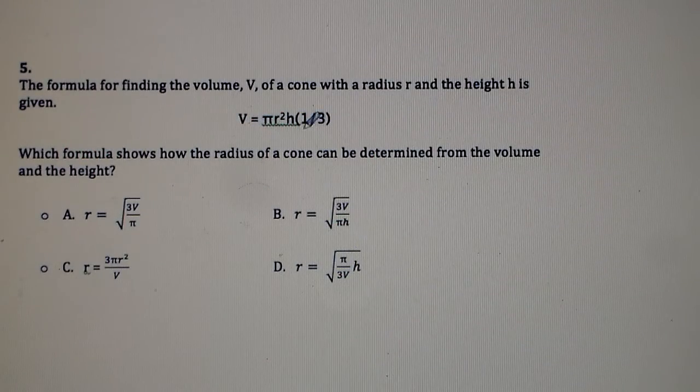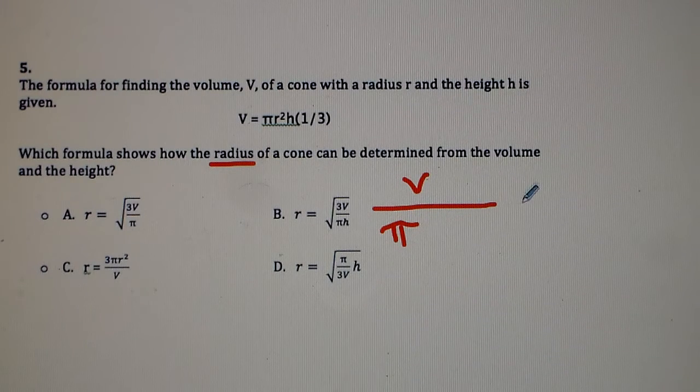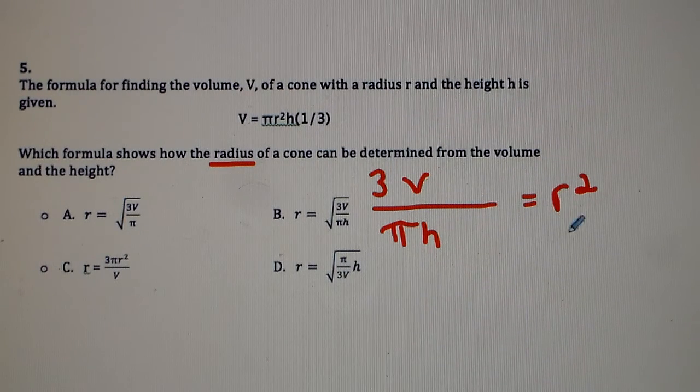Looking at number 5, we have our same formula. However, now we have to get the radius all by itself. So we take that same concept and we do the division. So volume is being divided by the pi. Now instead of the height being by itself, it's going to be the radius squared by itself. The height's going to be on the bottom. And instead of dividing by 1/3, divided by 1/3 is the same thing as 3 in the numerator and a 1 on the bottom. So that's how I get that.